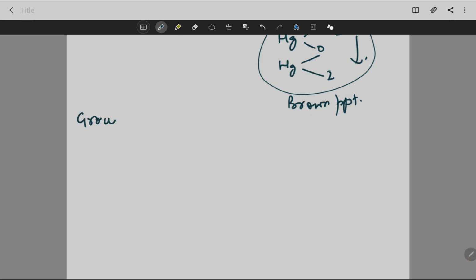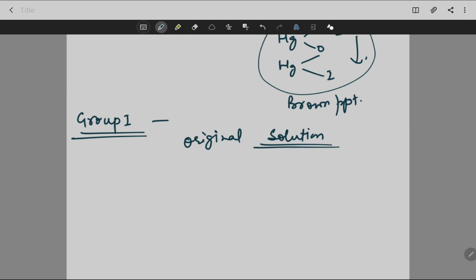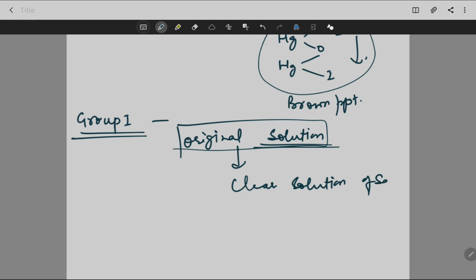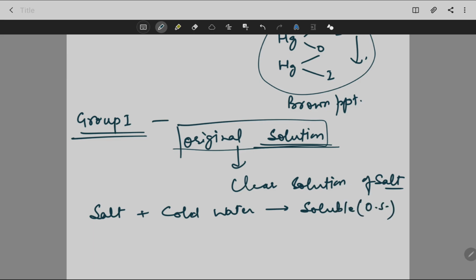Before we start with group 1, first of all we should know about the original solution. Except for the 0 group, all tests are performed with the original solution. Now what is this original solution? Original solution is a clear solution of salt. Some of the salts are soluble in cold water, like salt plus cold water, we may get a clear solution. Then it will be our original solution.